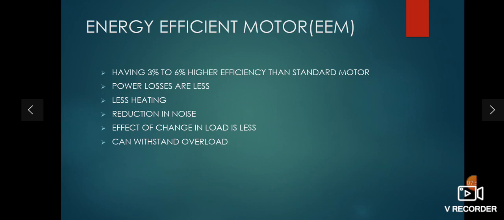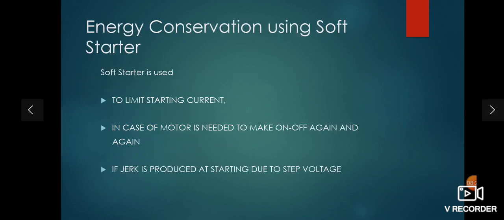So if efficiency is more, then what will happen? Losses are less. If losses are less, then there is less heating. In the same way, there is a reduction in noise. The effect of change in load is less in the energy efficient motor, and it can withstand overload compared to the three-phase induction motor. So you can employ the energy efficient motor to conserve energy in the industrial sector.